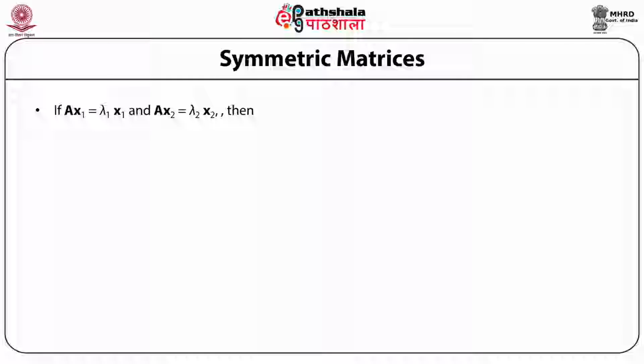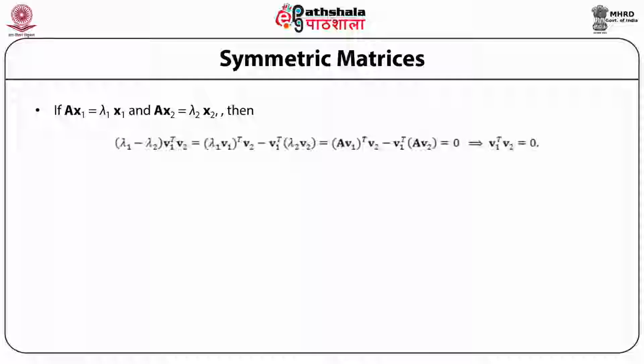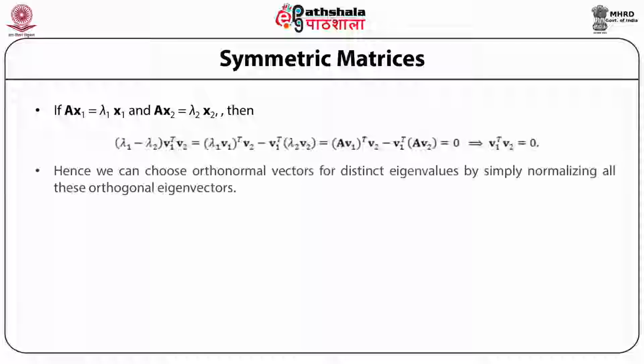To prove the converse, first consider the distinct eigenvalues of A. If A x1 equals lambda 1 x1 and A x2 equals lambda 2 x2, then (lambda 1 minus lambda 2) x1 transpose x2 equals lambda 1 x1 transpose x2 minus x1 transpose lambda 2 x2, which equals (A x1) transpose x2 minus x1 transpose A x2, which equals 0. This implies that x1 transpose x2 equals 0. Hence, we can choose orthonormal vectors for distinct eigenvalues by simply normalizing all these orthogonal eigenvectors.